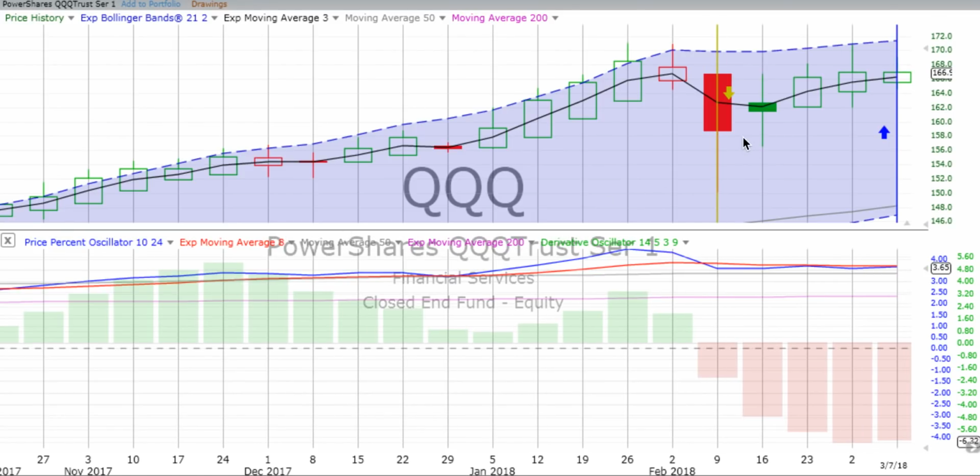And again, never had a good clear entry point because of the movement back and forth with the 2-day, that is the 2-day chart, the 2-day price percent oscillator. But again, on the S&P 500, it's been, of course, much stronger with that down move.